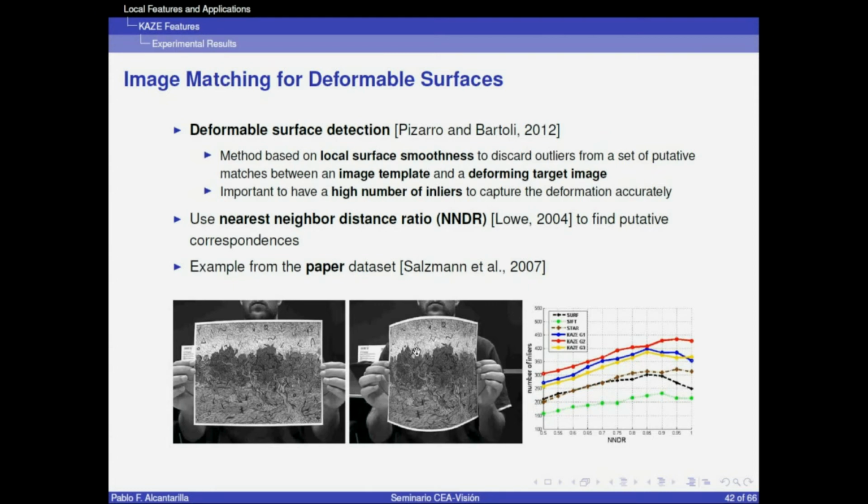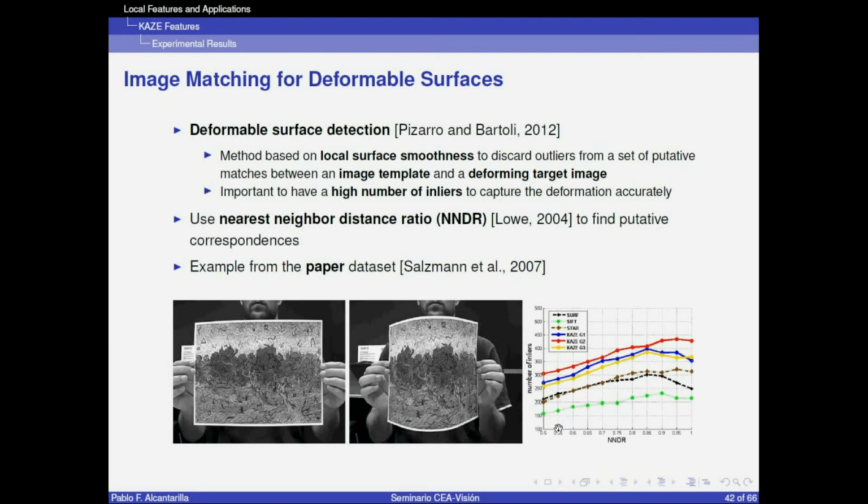The method in Pizarro and Bartoli is based on local surface smoothness to discard outliers from a set of putative matches between the template and the deforming target image. In deformable surface detection, it's very important to have a high number of inliers in order to capture the deformation more accurately. So the idea is, as I said before, we detect features in the template image and then in the target image. We match the descriptors using the nearest neighbor distance ratio to find a set of putative correspondences, and we use the method of Pizarro and Bartoli for computing the set of inliers and the set of outliers.